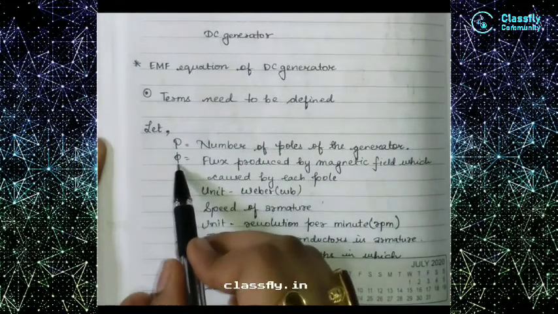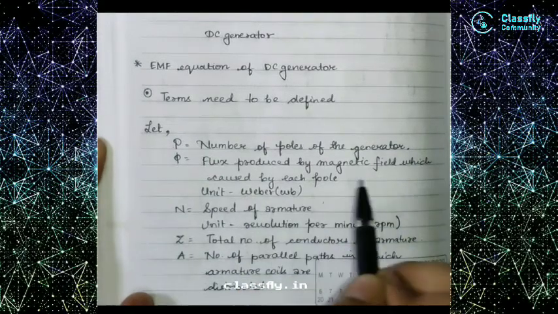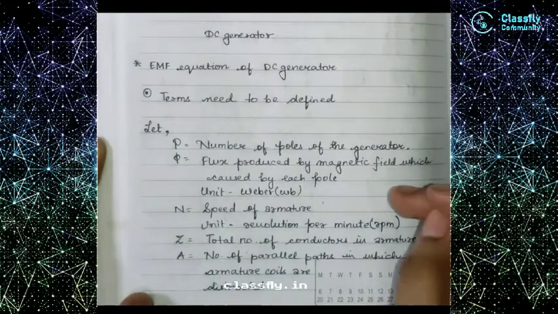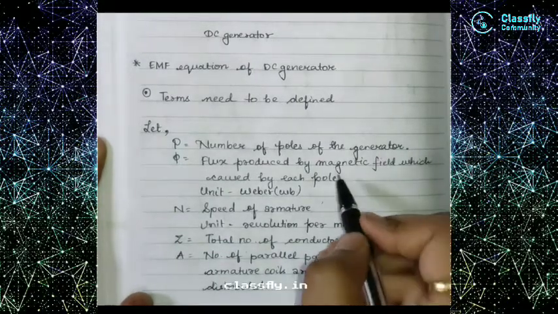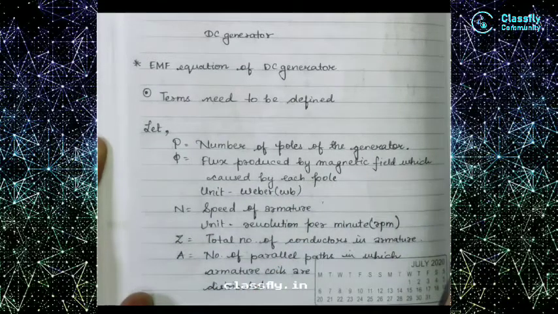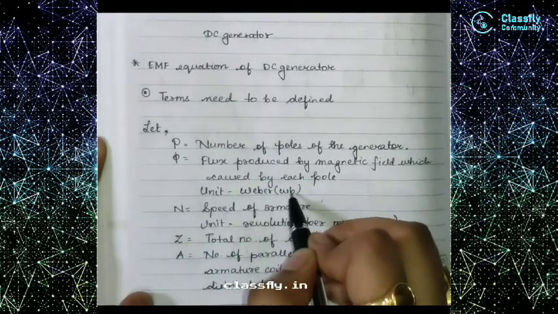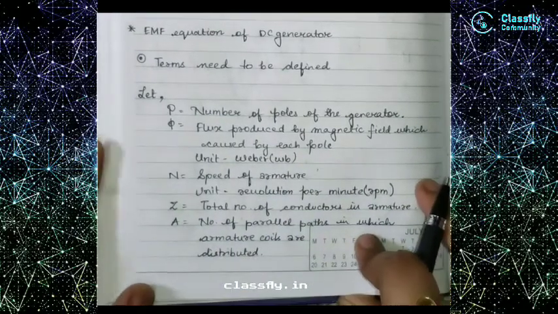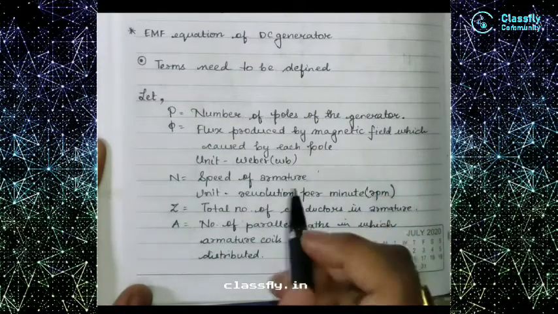Now phi is the flux produced by the magnetic field, caused by each pole. Whenever the coil starts moving, we know there is a production of the magnetic field. This magnetic field produces this flux, which is caused by each pole, and its unit is Weber, written as Wb. As the armature starts moving, there will be the speed of this armature.